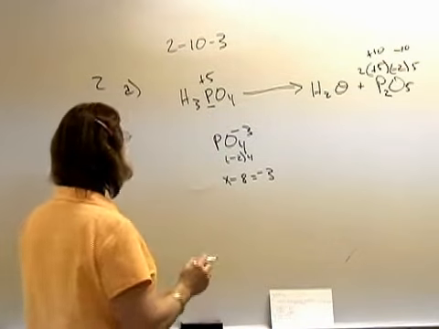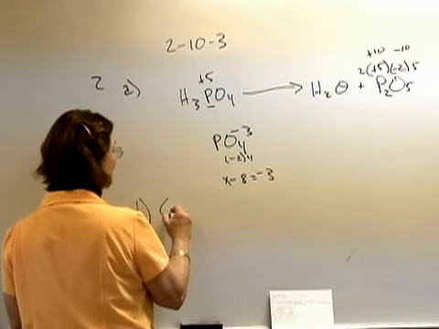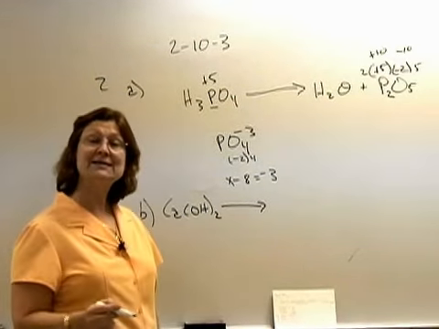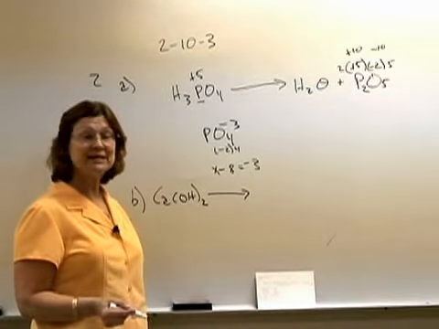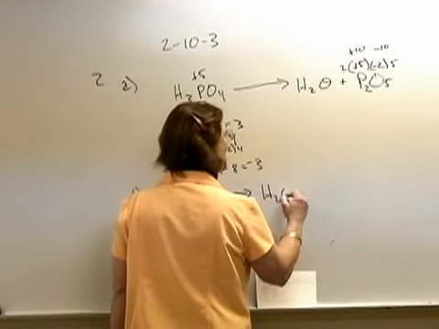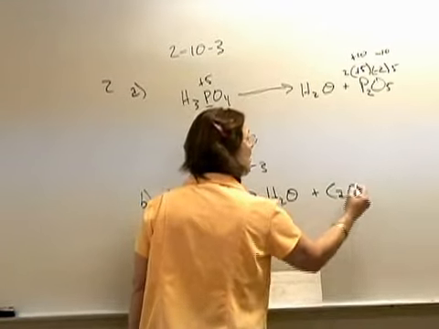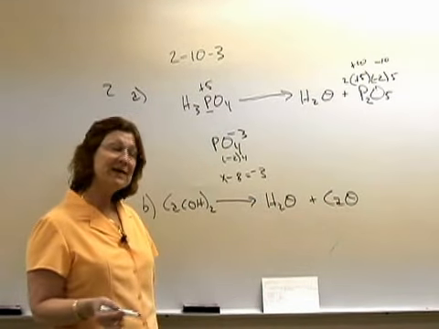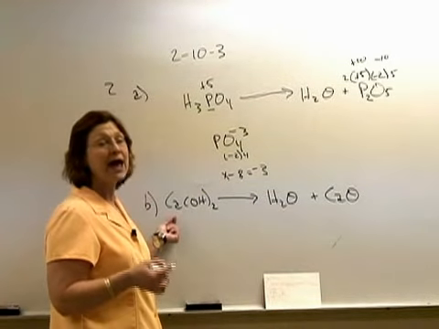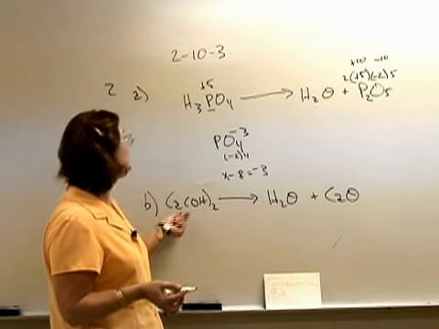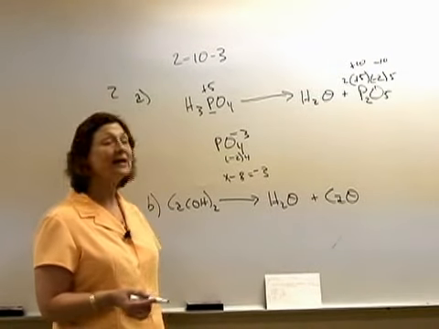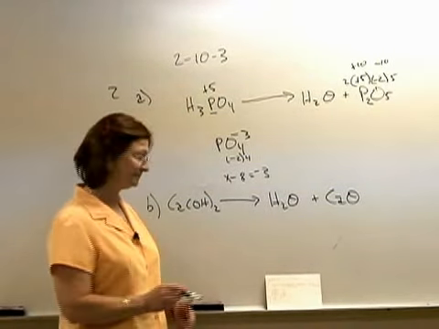Now in B, we are decomposing calcium hydroxide, and calcium hydroxide is a base. Whenever I decompose a base, I also always get water and a base anhydride. It's not as difficult in this case. I must still balance the formula. However, calcium is plus 2 here, and that is not as difficult to determine as this phosphorus was in the acid. And then this is balanced.